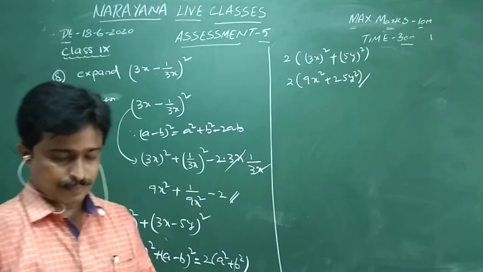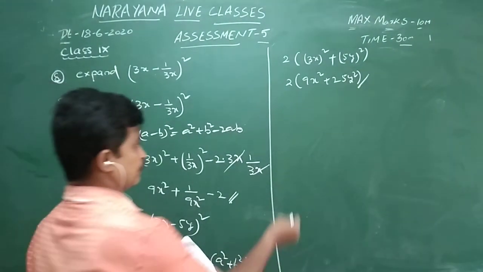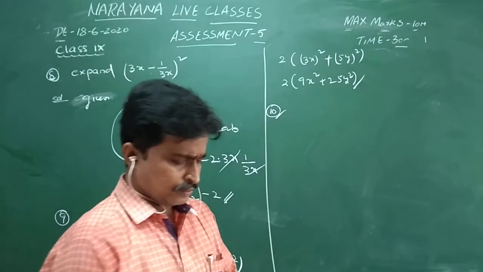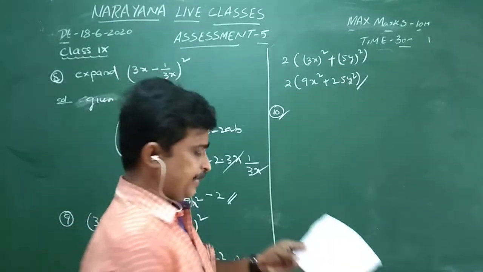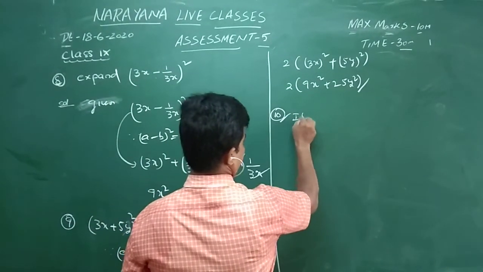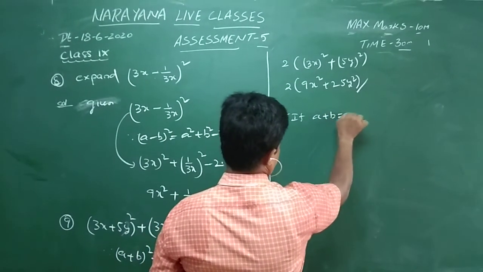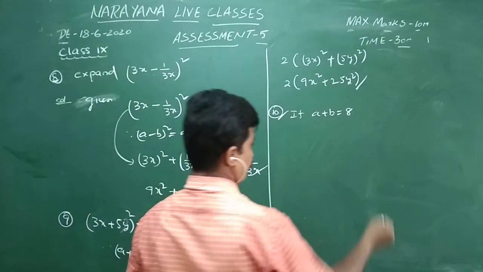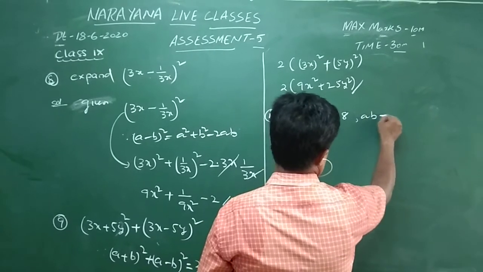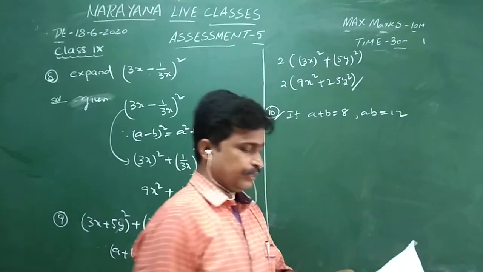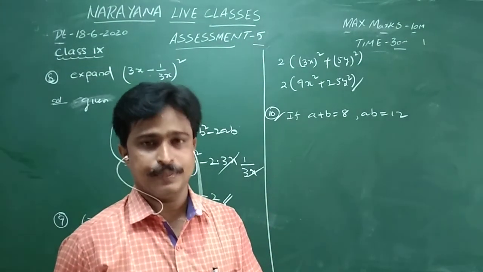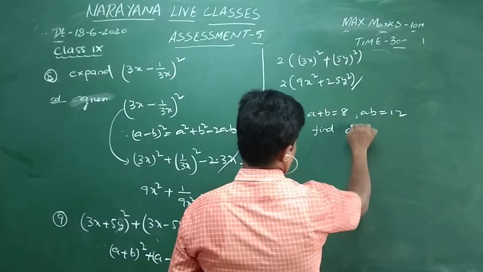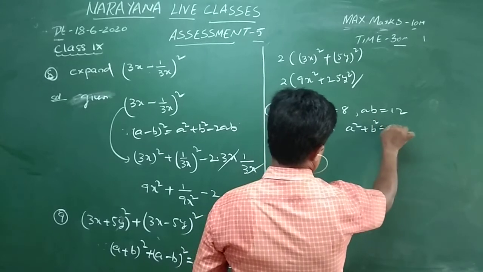And coming to question number 10. If a plus b is equal to 8 and ab is equal to 12, he is asking the value of a square plus b square. So find a square plus b square, equal to how much?